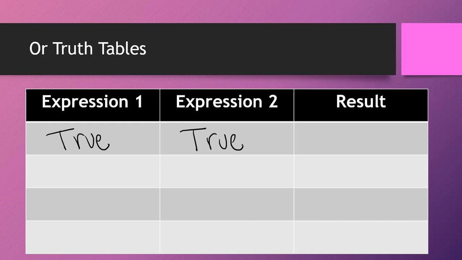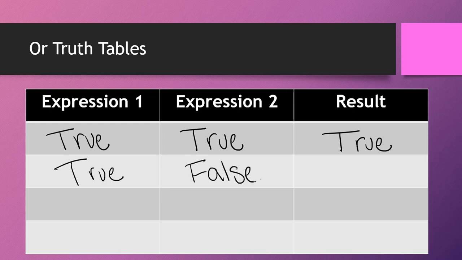It does not matter if both of them are, but one of them has to be true. So since I have one expression true, the result after I plug the two of them into an or will be a true statement as well. Now let's say the first expression is still true, but I change expression 2 to be a false statement. Well, again, or requires only one to be true. Since we have one true, if I connected those two with an or, we would have a true statement.